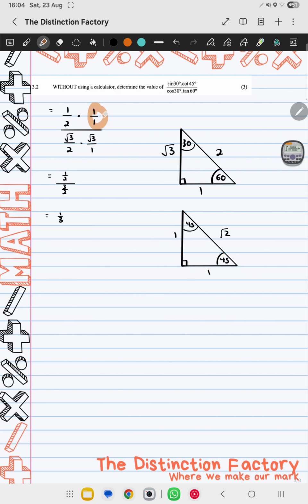So I've substituted it up here. Then they want cos of 30. Cos is your adjacent over your hypotenuse. So root of 3 over 2. And then they want tan of 60. So tan is your opposite over your adjacent. And we've got root of 3 over 1. Again, you can put that straight into your calculator, or you could work it out without the calculator. And your final answer will be 1 over 3.